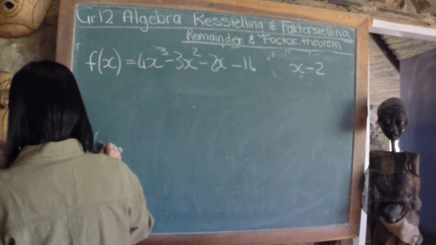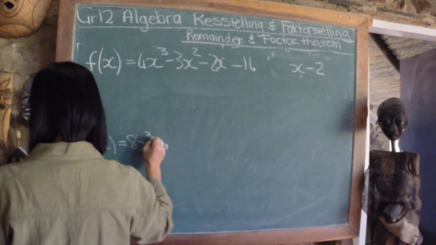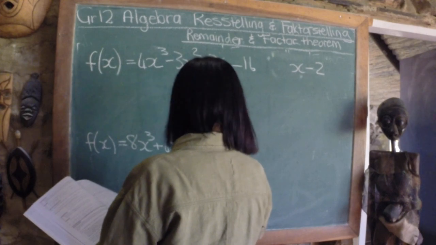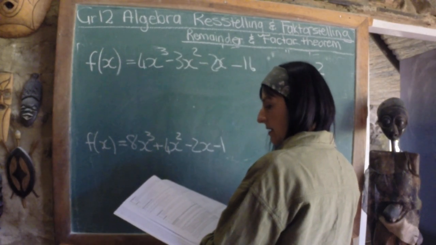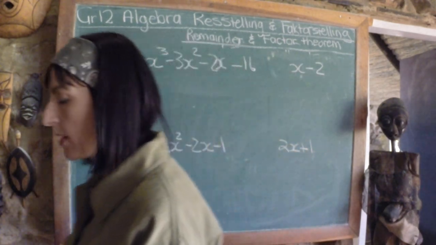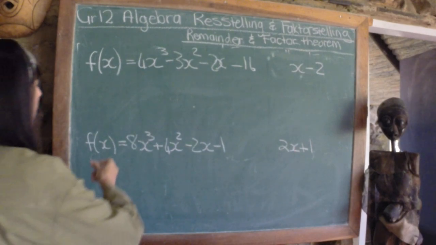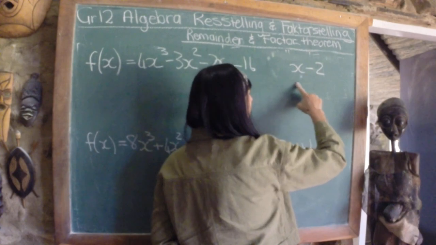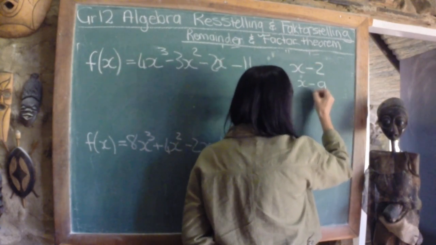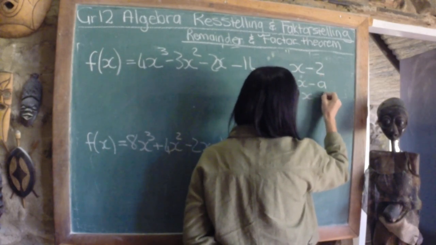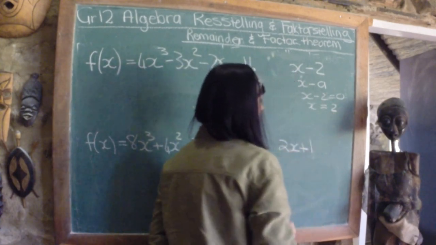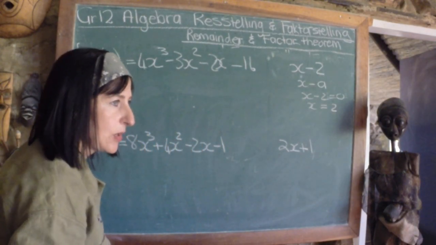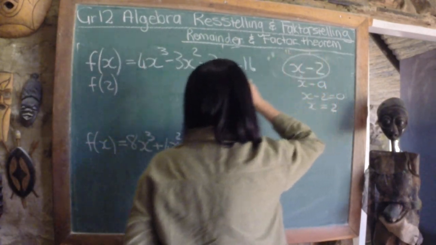Let's write another one. f(x) equals 8x to the power 3 plus 4x squared minus 2x minus 1. And that is 2x plus 1. Prove that those are factors of this algebraic polynomial. So what are we going to do? This one is again like what is in my factor theorem, x minus a, so if you set it equal to 0, then x is equal to 2. So now I'm going to substitute 2 in place of x. And if my answer equals 0, then x minus 2 is a factor of f(x).